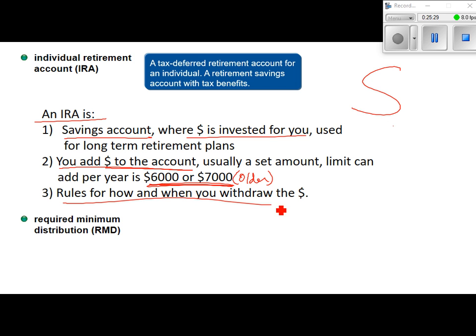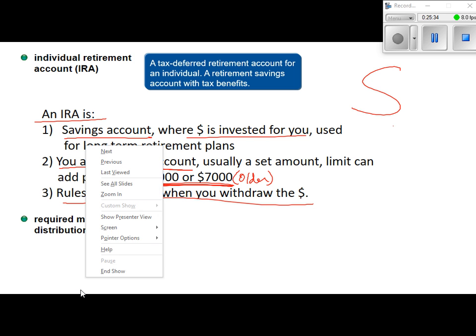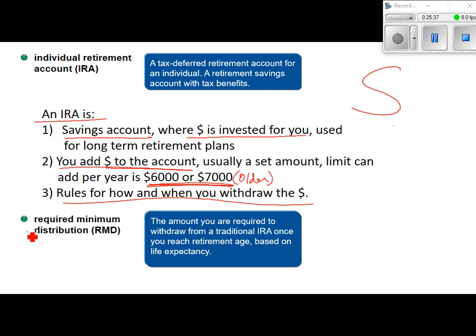There's rules on when and how you withdraw the money. And one of those rules is a required minimum distribution. If you reach a certain age, and again, on these IRAs, it'll tell you if you look at it when you first sign up for it, you have to draw out a certain amount. So the amount that you're required to withdraw from a traditional IRA once you reach retirement age or some other age that's in the contract that you sign. So there's a certain age.